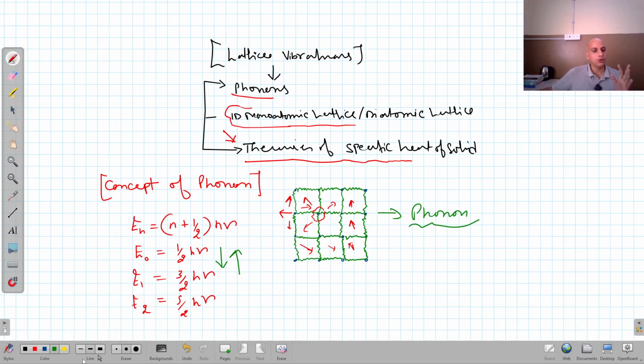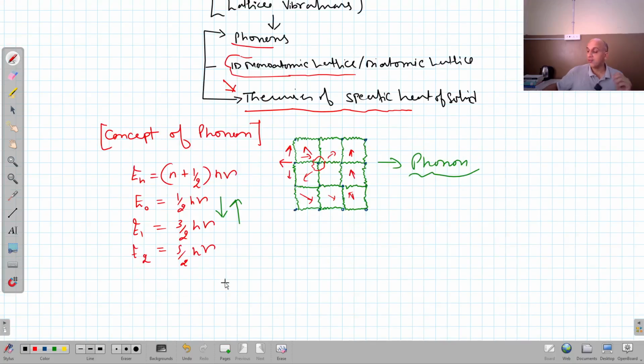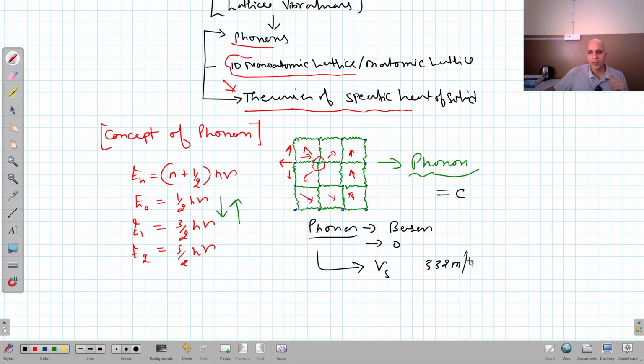And it has almost similar properties as that of a photon. We know very well photon is a boson. So phonon is also a boson, meaning it has an integral spin and its spin is 0. It obeys Bose-Einstein statistics. Now we know very well that a photon travels with the speed of light, c, but a phonon travels with the velocity of sound, that is approximately 332 meters per second. This is the velocity of a phonon.